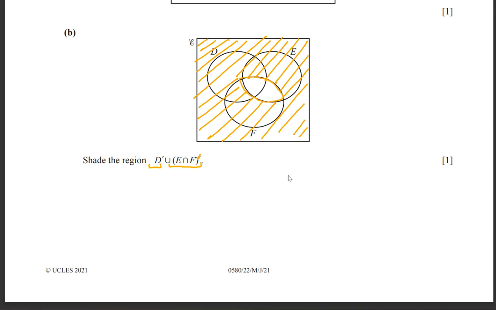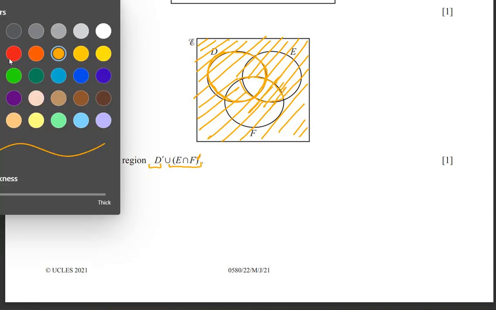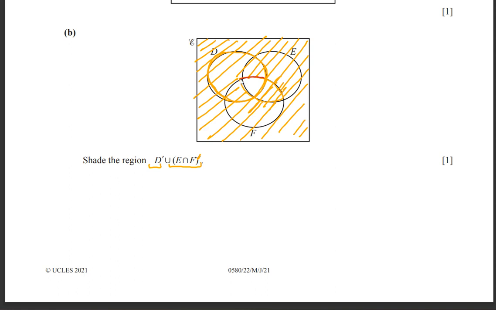Then what to do? Union means shade also D dash, all that is outside D. This is D. I am going to shade all that is outside. All of them are shaded already except this. So this will be the final part not shaded. Like this.